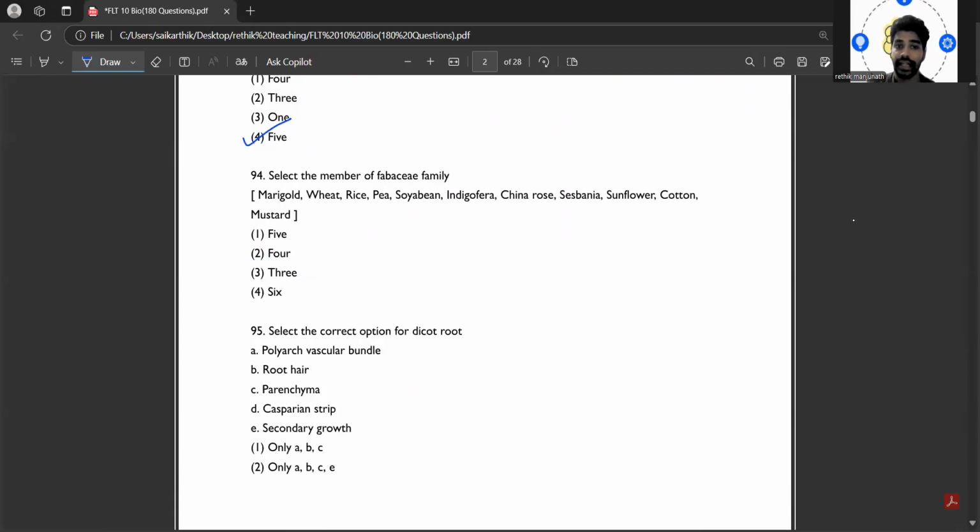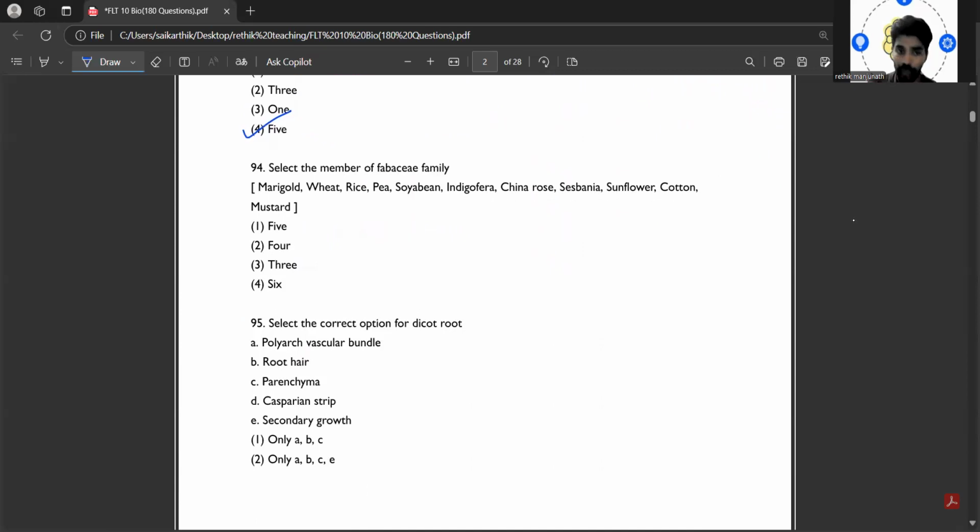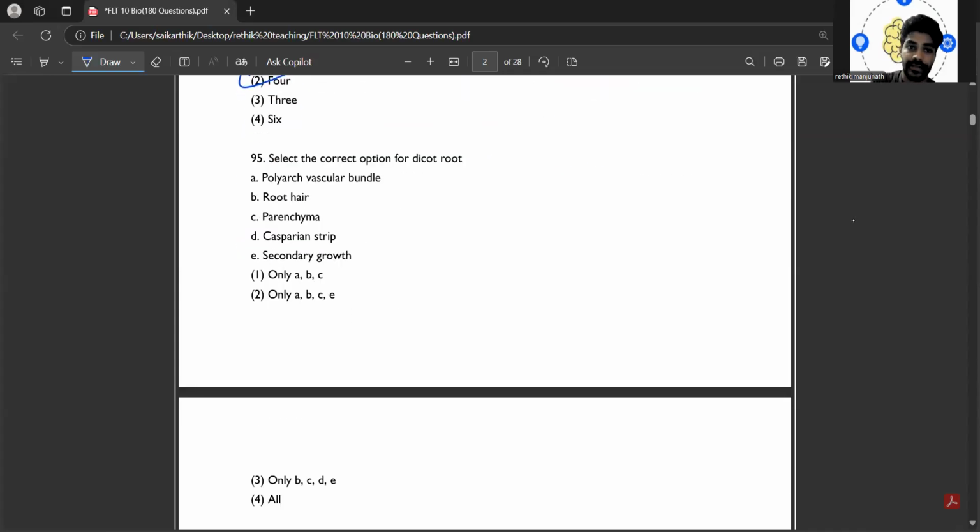94th question, select the members of the Fabaceae family. So out of these, how many of them belong to the Fabaceae family? It is a direct question. Pea, correct. Soybean, correct. Indigofera is also correct. Then Sesbania is again correct. So in total you have four. So this is the correct answer.